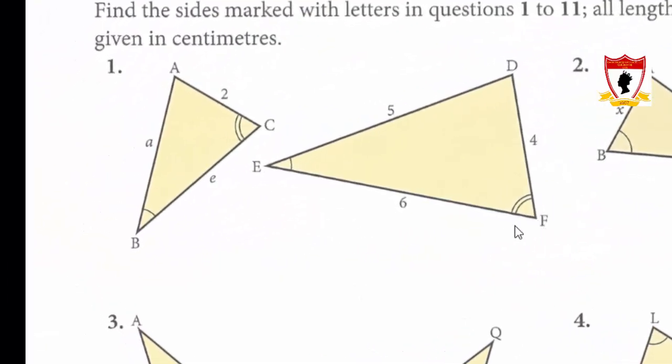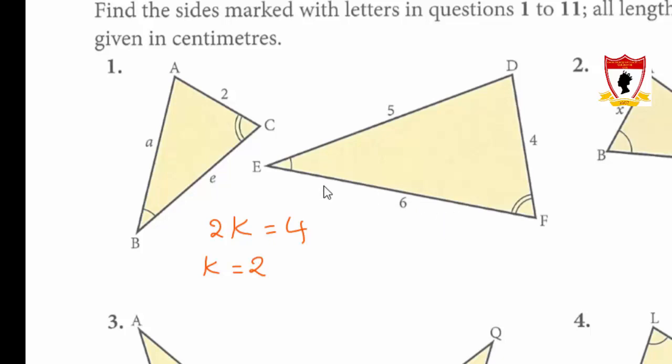Let's do question 1. This angle F is equal to this angle C. This side 4 corresponds to this side 2. So we can say 2, the side of the smaller triangle, times k is equal to 4, or you can say 4 is equal to k2. k is the scale between these two triangles. So 2 times which number equals 4? From this we can get that k is equal to 2.